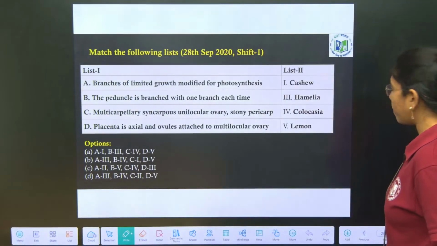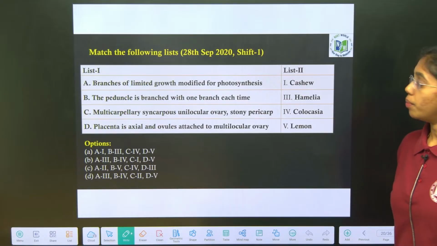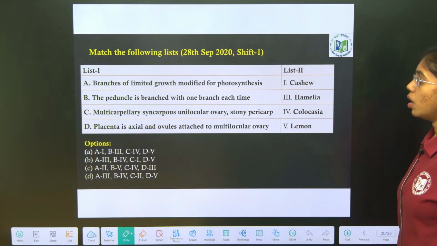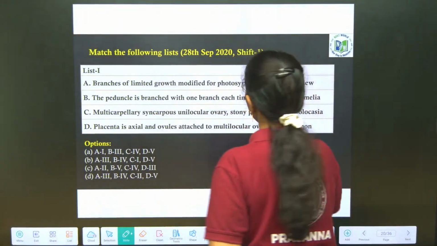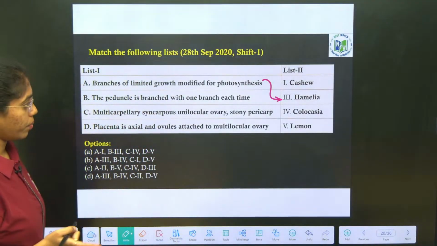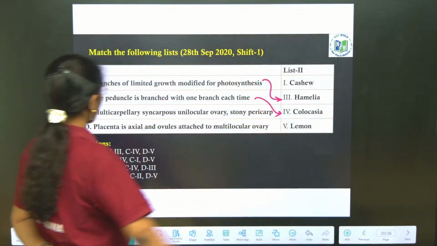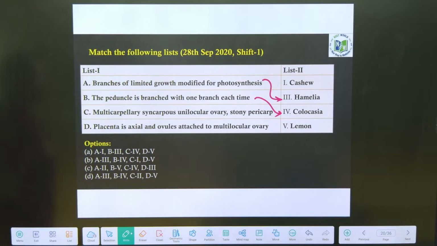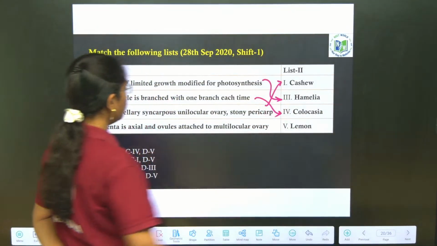Here you see, match the following type of question. Branches of limited growth modified for photosynthesis. Okay, branches of limited growth modified for photosynthesis. This you can see in Hamelia. The peduncle is branched with one branch each time. This you see in Colocasia. Multicarpellary in Carpus, unilocular, stony pericarp. Stony pericarp. Plus this you see in Cashew.